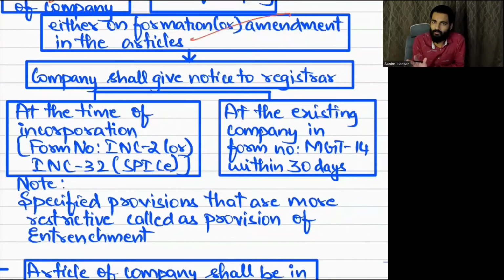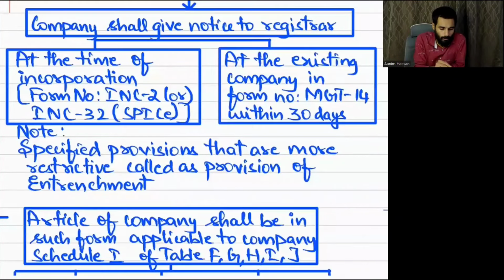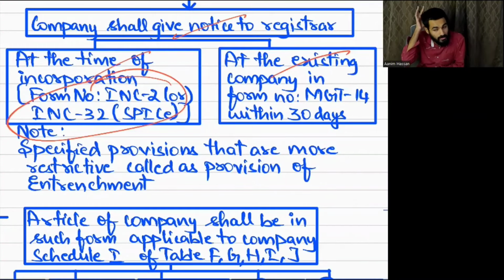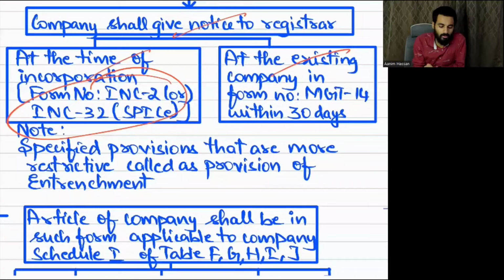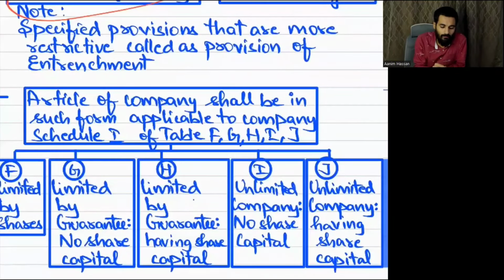You can do this either on formation or after the company is formed. The company shall give notice to the registrar at the time of incorporation. If it is an existing company, in form MGT 14, and it should be given within 30 days. Specified provisions that are more restrictive are called provisions for entrenchment.